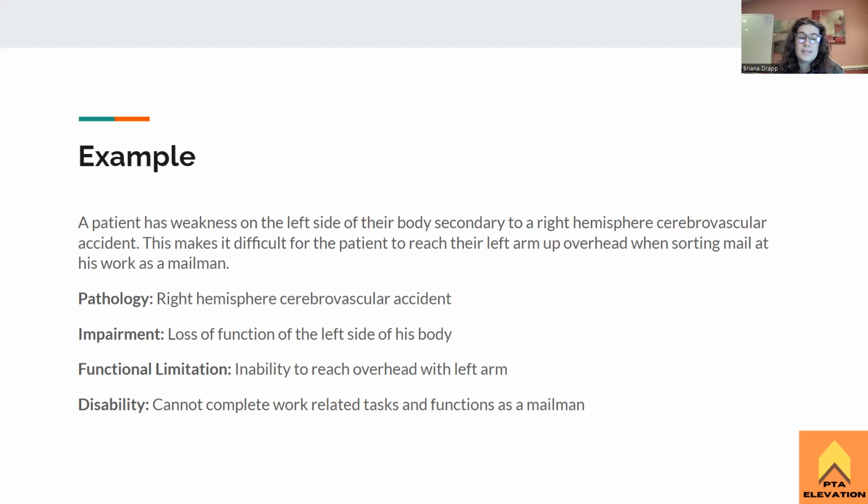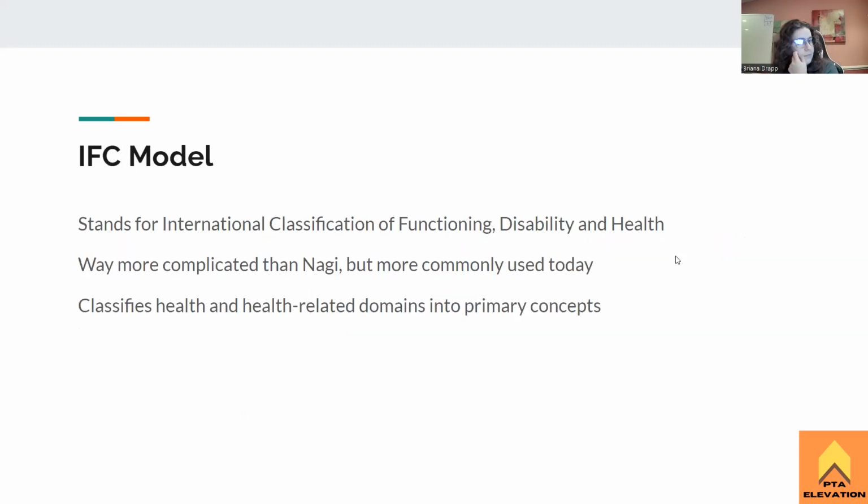And then the disability would be he cannot complete his work-related tasks and functions as a mailman because he can't reach overhead. So that's kind of what's going on with this specific example. I broke it down, and it makes a lot more sense. The boards will ask you, in the description of the Nagi model, which one of these would be what? So that's kind of what's going on.